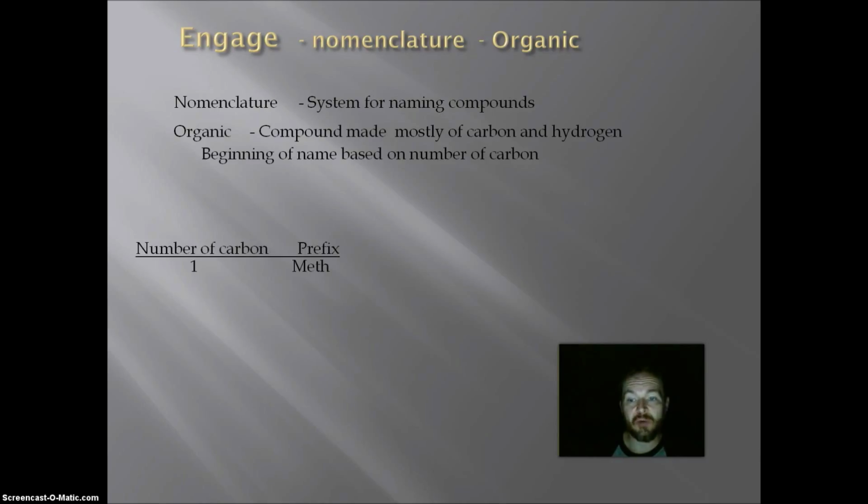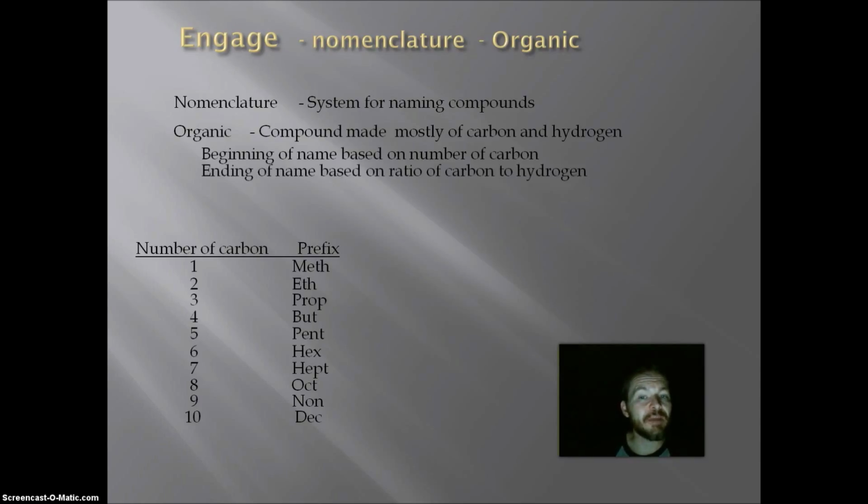So, if we have 1 carbon, we call it meth. 2 is eth. 3 is prop. 4 is bute. 5 is pent. 6 is hex. 7 is hept. 8 is oct. 9 is non. And 10 is dec. So, however many carbon we have will give us the beginning. So if I had something that had 4 carbon, I would start with the prefix bute.